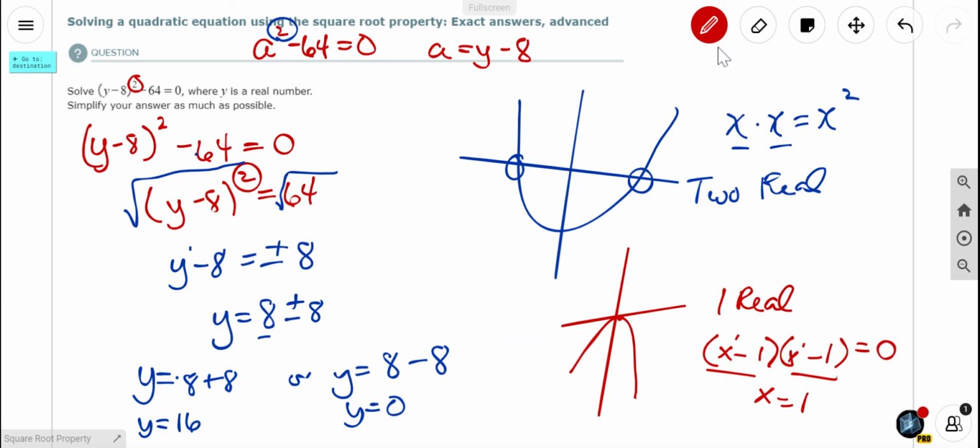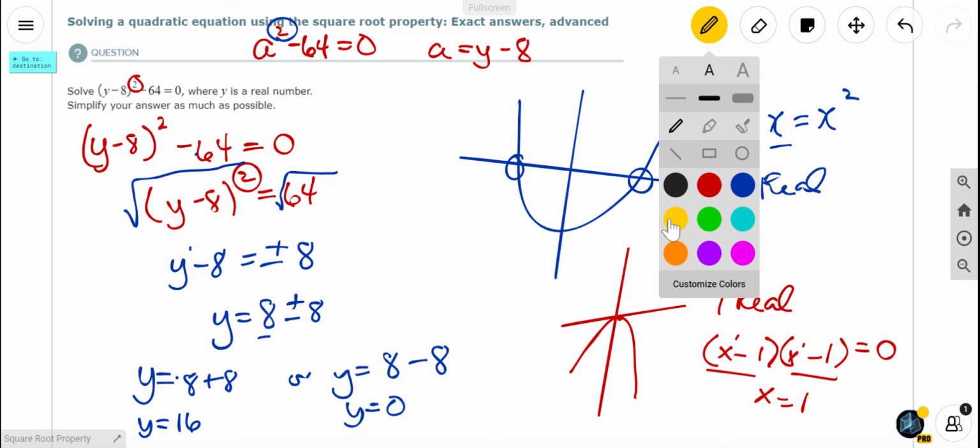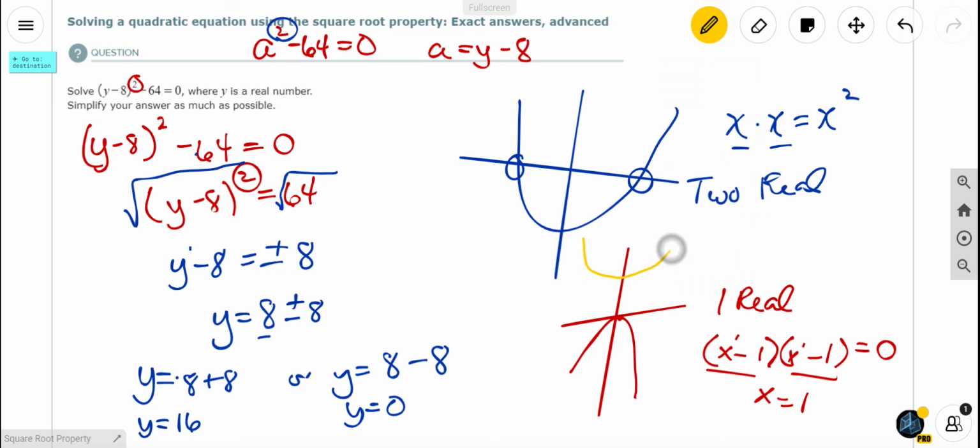Now, when it floats, we have 2 imaginary, and you just learned about imaginary numbers. So when it floats, it's 2 imaginary roots. Okay, moving on to the next one.